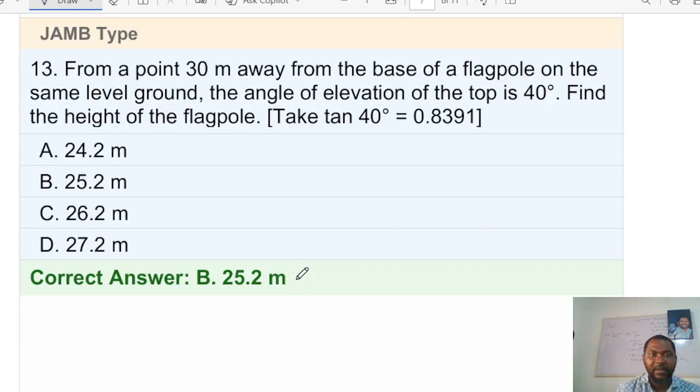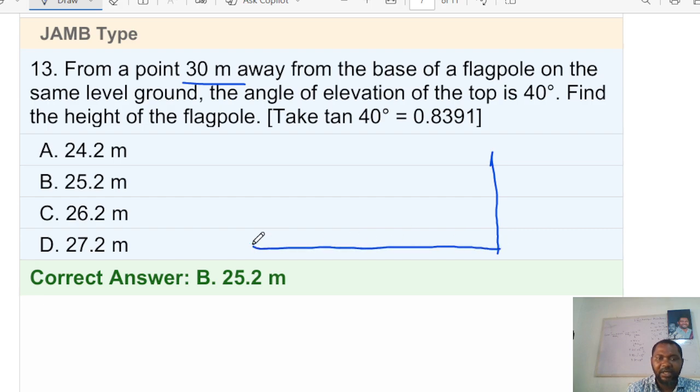Now this one says, from a point 30 meters away from the base of a flagpole on the same level ground, the angle of elevation of the top is 40 degrees. Find the height of the flagpole. This is the flagpole, this is the point here, and it is 30 meters away from the base of the flagpole. The angle of elevation of the top is 40 degrees. From here, it looks up. This is elevation, 40 degrees. Find the height of the flagpole.